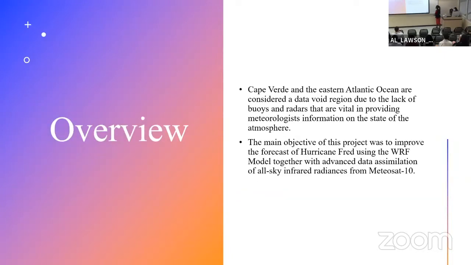Okay, so just a short overview. Cape Verde is such a small island nation in the Eastern Atlantic, and Cape Verde itself is really a data void region. This provides some challenges for meteorologists to understand the ongoing state of the atmosphere. The main objective of our project is to improve the forecast of Hurricane Fred using data assimilation. Data assimilation is a statistical technique that combines forecasts and observations in order to create improved initial conditions.